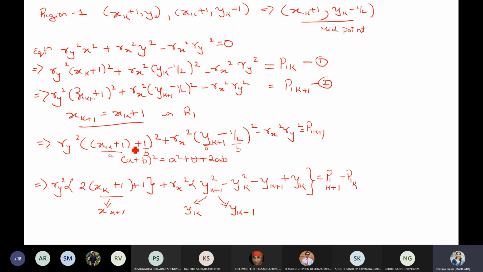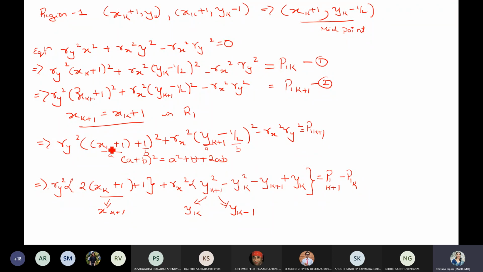Now this looks like a plus b whole square, so it looks similar to that. And then this is yk plus 1. You have to keep it as it is because you are not sure whether you are going with yk or yk minus 1. So we keep it as yk plus 1 here, minus 1 by 2 whole square and the remaining terms. We make use of this equation, that is a plus b whole square is equal to a square plus b square plus 2ab.